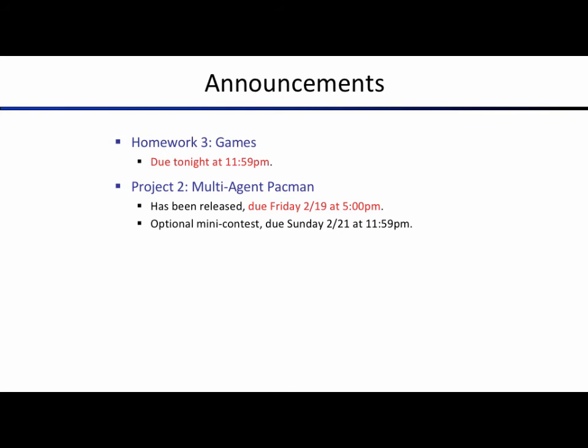Good, so that's a way to compute these values. Now, what do we do with them? If someone gives me these values, or I run value iteration, I get these values, how do I know what to act?